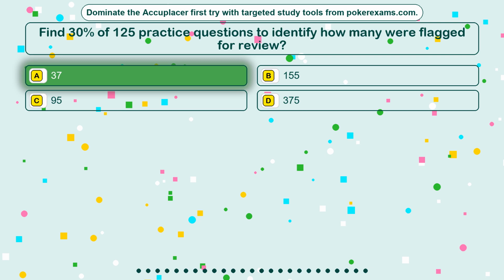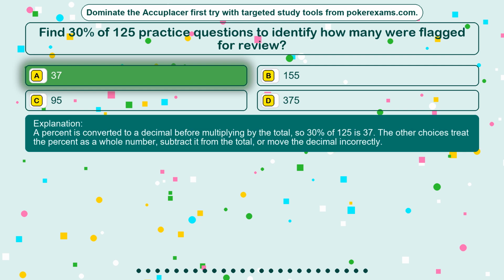The correct answer is option A, 37. A percent is converted to a decimal before multiplying by the total, so 30% of 125 is 37. The other choices treat the percent as a whole number, subtract it from the total, or move the decimal incorrectly.